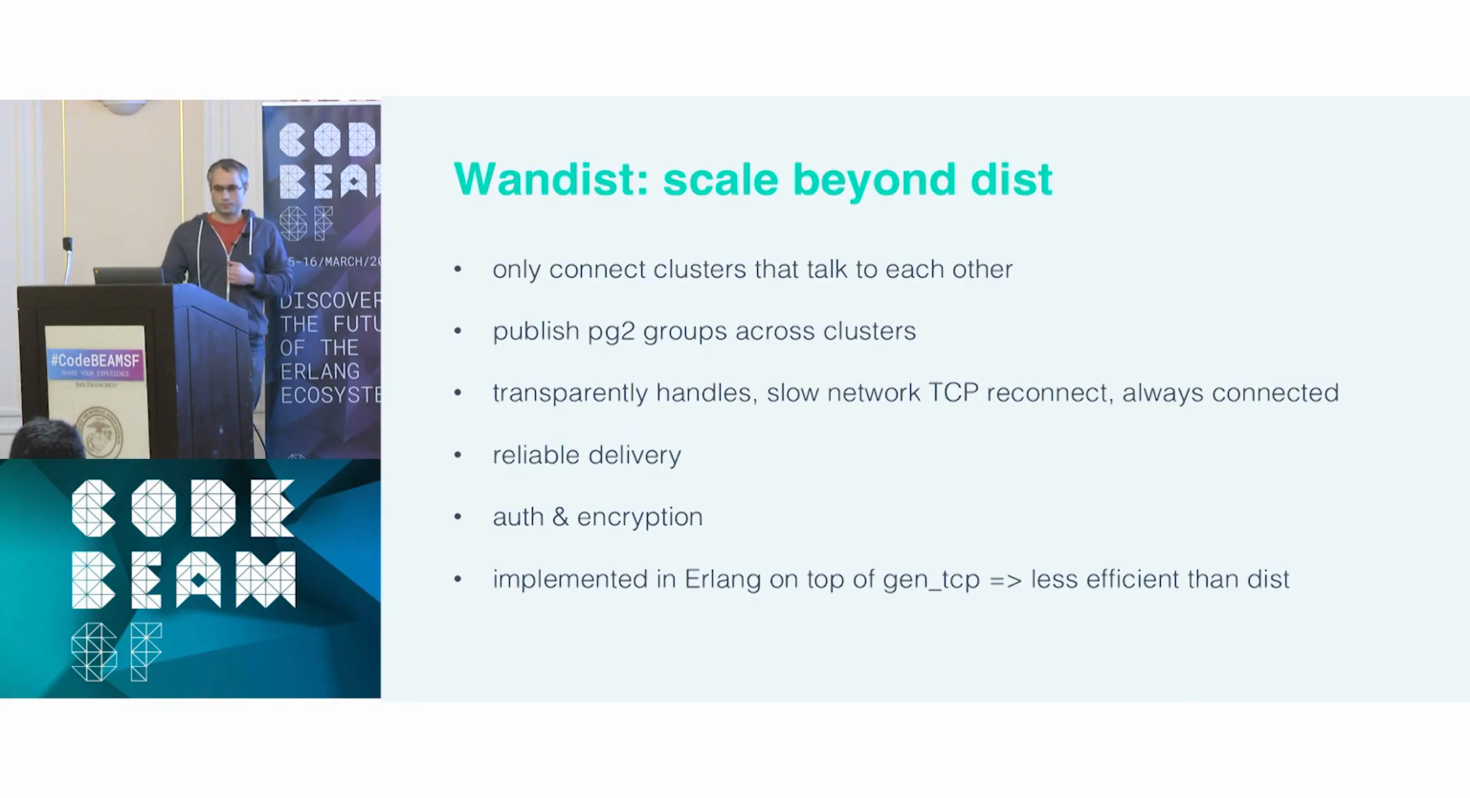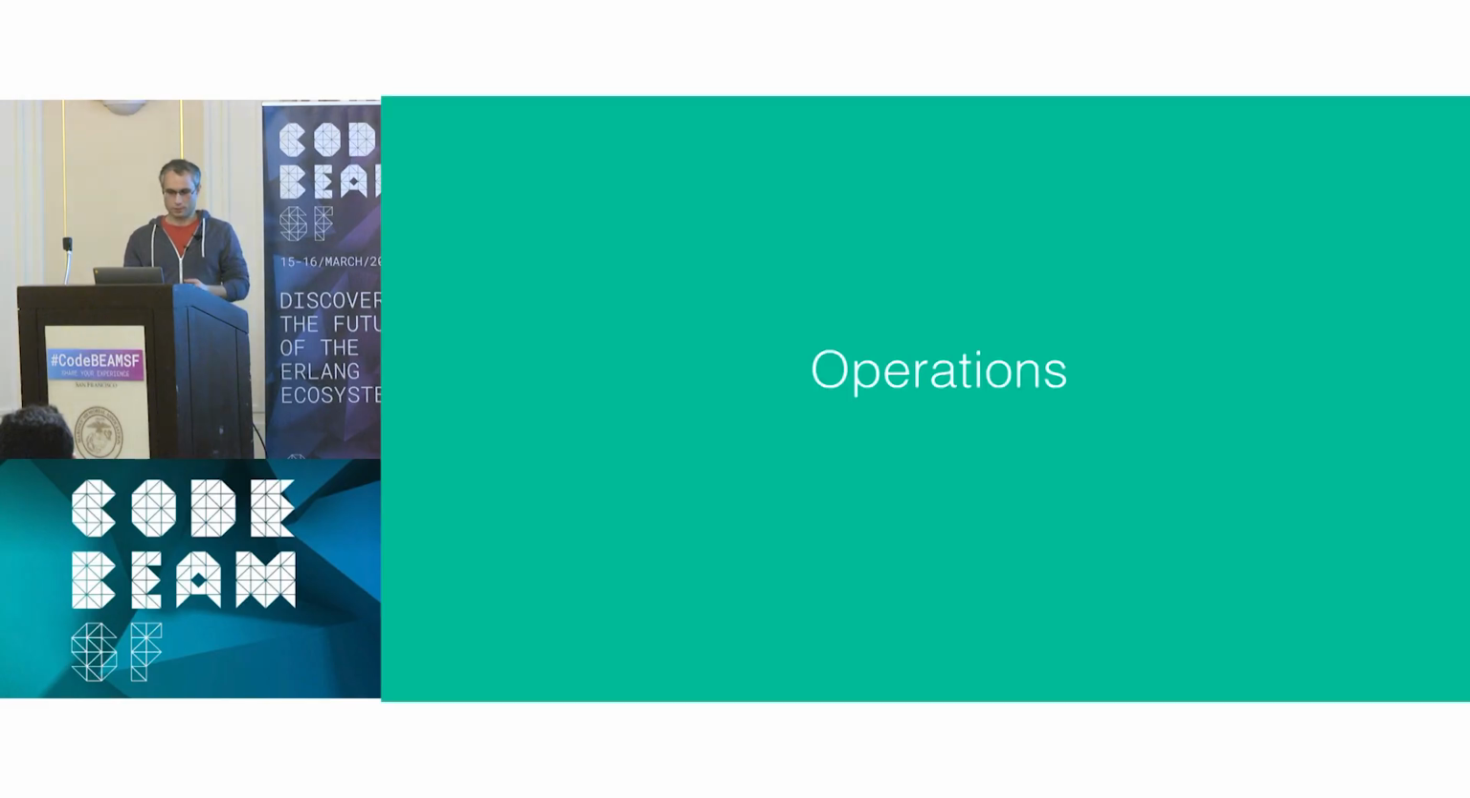we created wandist. So wandist connects only clusters that need to talk to each other. Like if we have cluster A and B, all nodes in cluster A would be connected with all nodes in cluster B. So it's kind of a partial mesh. Another thing that it does, it publishes PG2 groups across clusters. It transparently handles slow network reconnects and keeps nodes always connected, and also does reliable delivery, provided that the nodes don't stay disconnected for a long time, in which case we hit the buffer bounds and start dropping messages. We have a need for some custom authentication and encryption, which we do in wandist. And it is all implemented in plain Erlang on top of GenTCP, which means it is more resource intensive to run things over wandist. And that's one of the reasons why we still use dist.